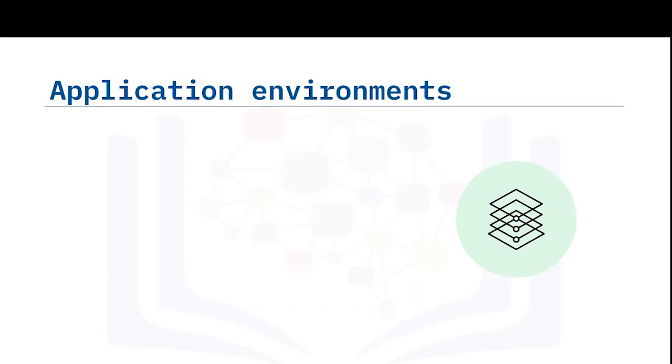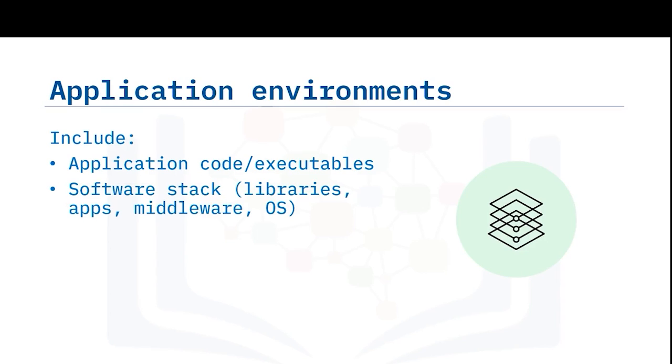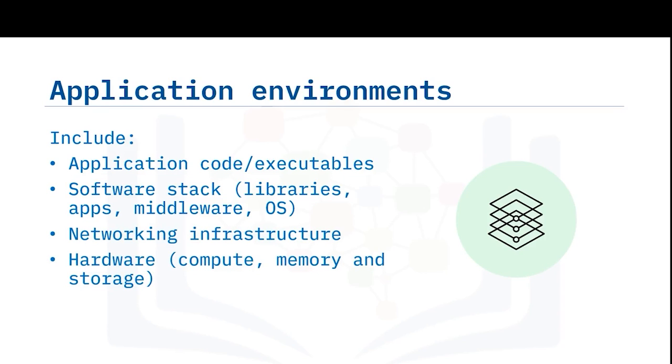An application environment is the combination of the hardware and software resources required to run an application. This includes the application code and/or binary executables for its various components or modules, the software stack it requires for running the application, such as modules and libraries it depends on, third-party applications and middleware, and the operating system, any networking components and infrastructure, as well as any physical or virtual hardware, including computing or processing resources, memory, and storage.